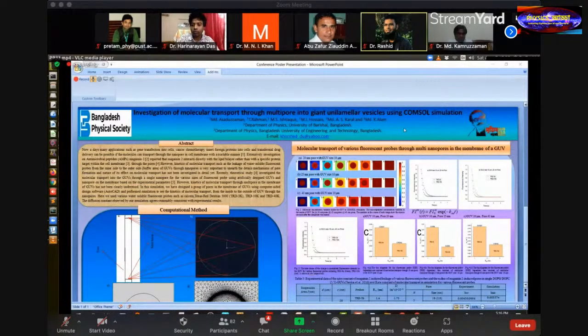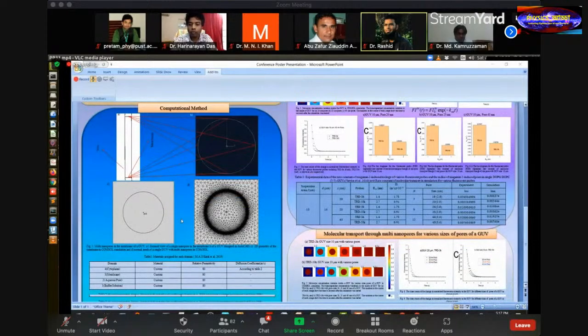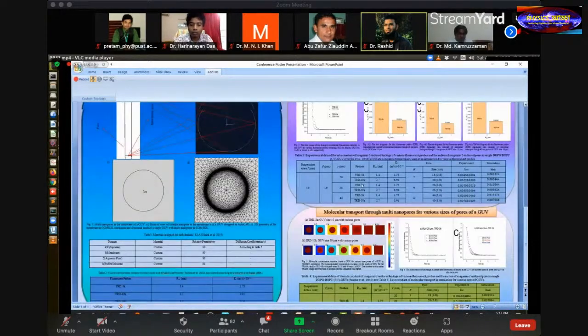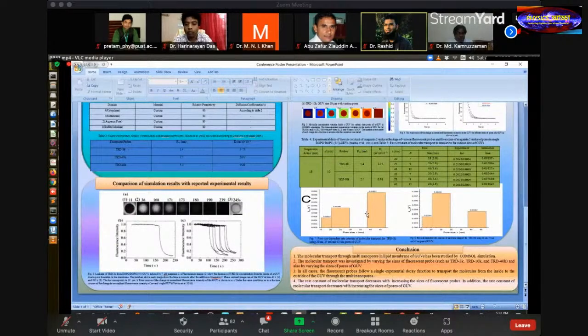So in this simulation, we have designed a group of pores in the membrane of the GUVs using computer-aided software, AutoCAD, and performed simulation. Here we used some fluorescent probes such as TRD3K, TRD10K, and TRD40K. We can see that when the probe size is increasing, the rate constant is decreasing. And also we can see that when the pore size increases, the rate constant is increasing.